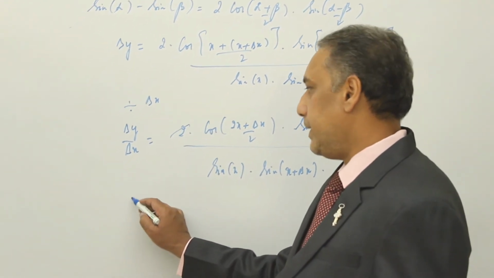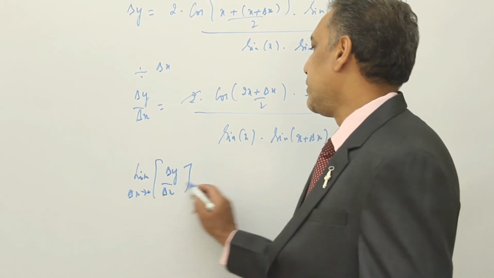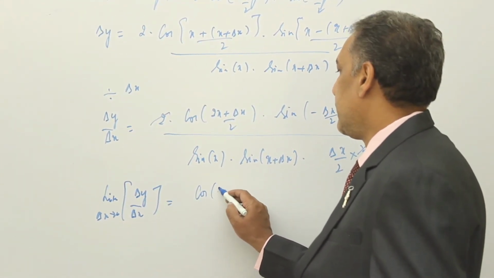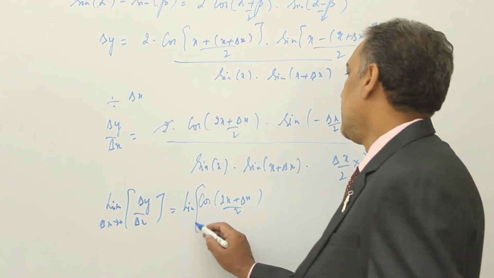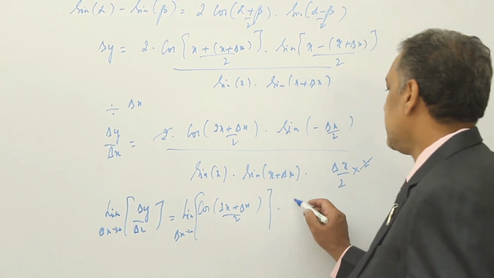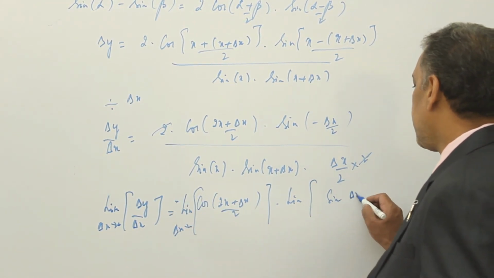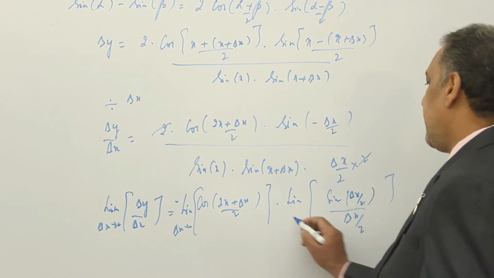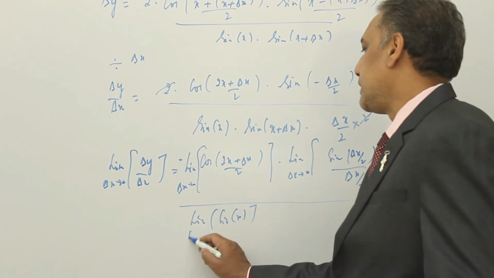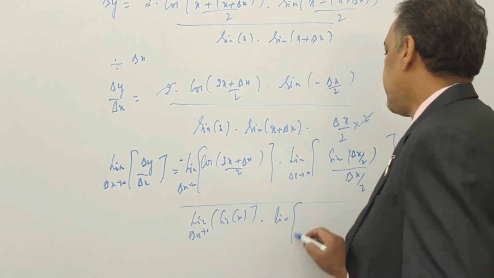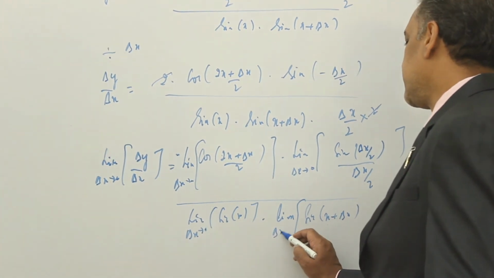So you will be left with, taking limit, limit of delta y by delta x as delta x tends to 0 equals limit of cos of 2x plus delta x by 2 as delta x tends to 0, into limit of sine delta x by 2 divided by delta x by 2 as delta x tends to 0, keeping the negative outside, whole divided by limit of sine x as delta x tends to 0 into limit of sine x plus delta x as delta x tends to 0.